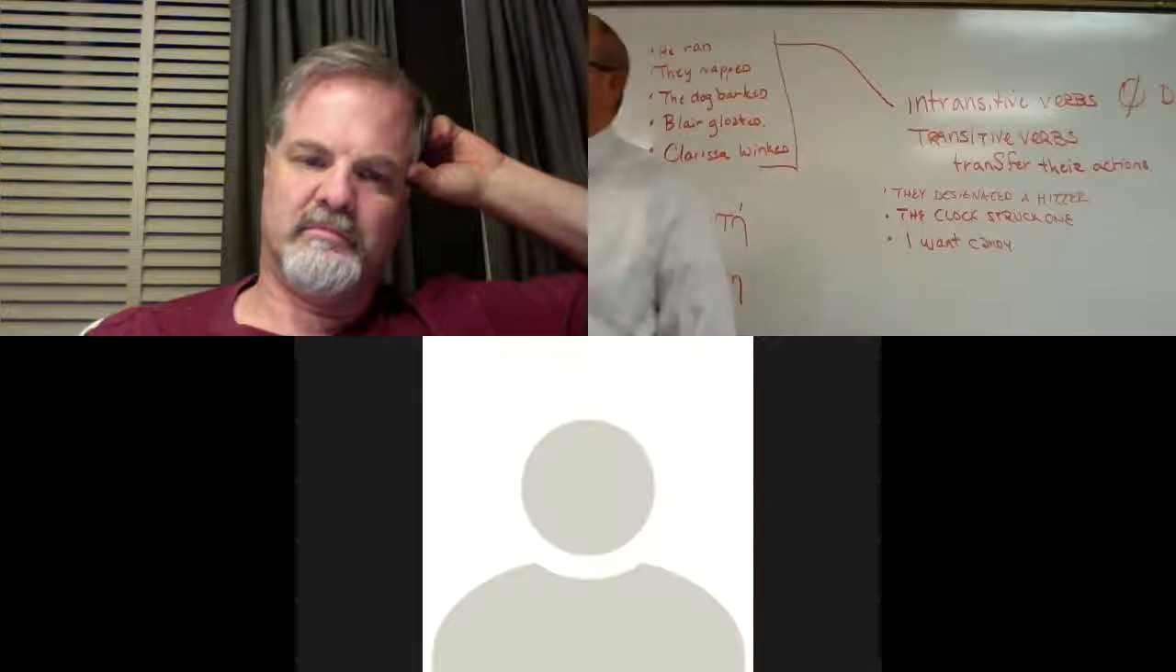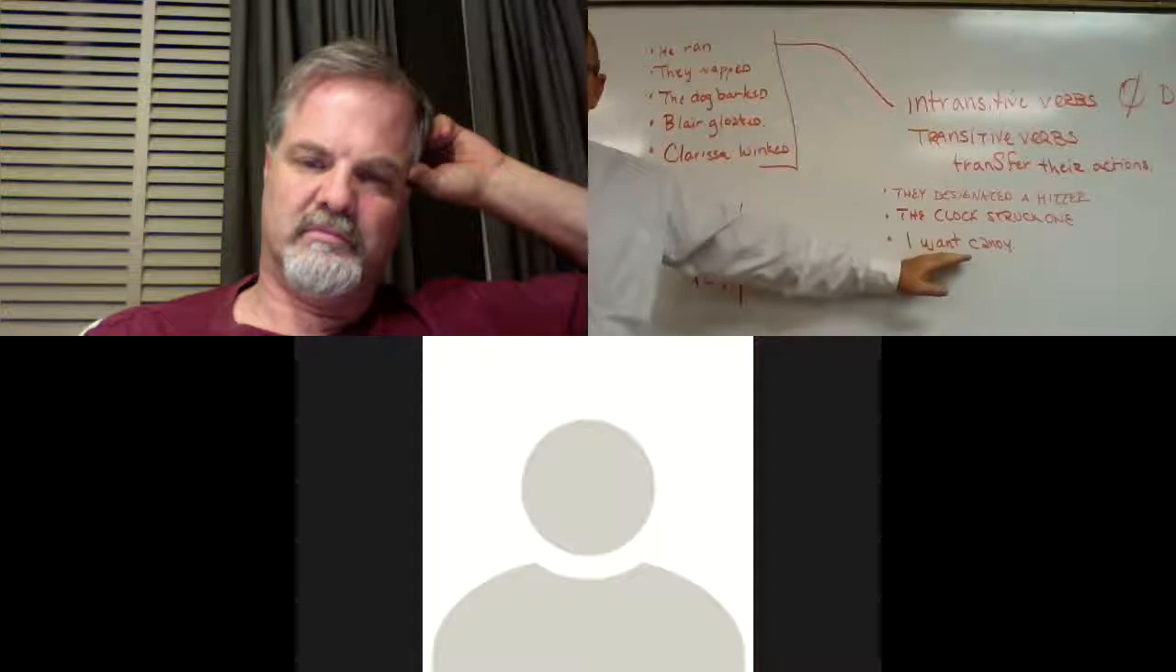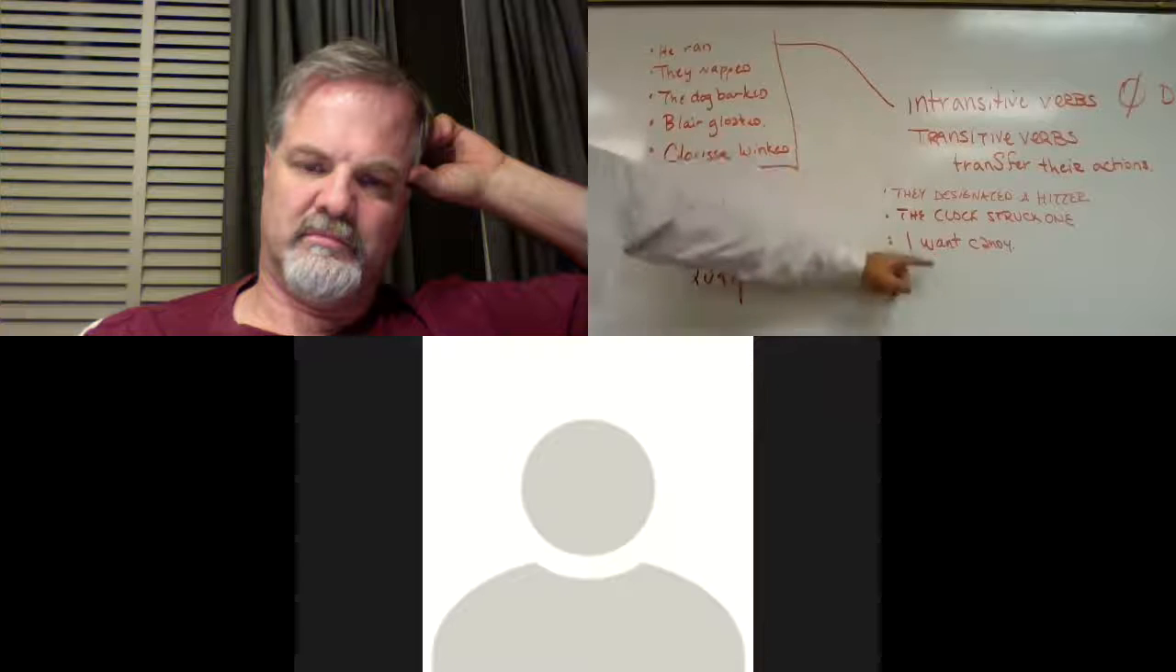Okay. Again, it could be an intransitive verb. Now think about it. It could be an intransitive verb if I just simply say I want, without saying what I want. Right? If it shows a direct object, if it transfers its action, then it is a transitive verb. Okay? Does that help?